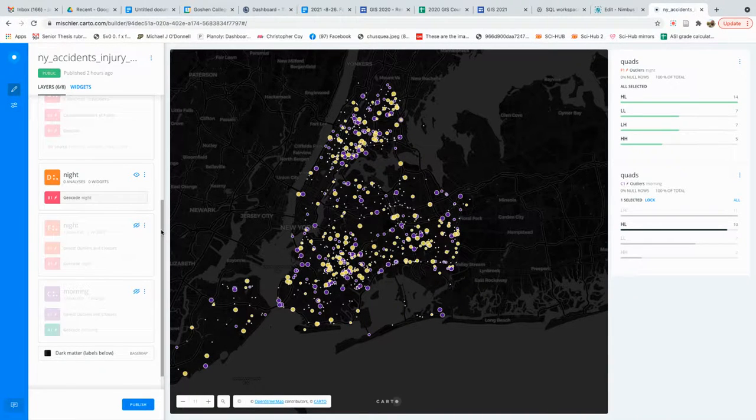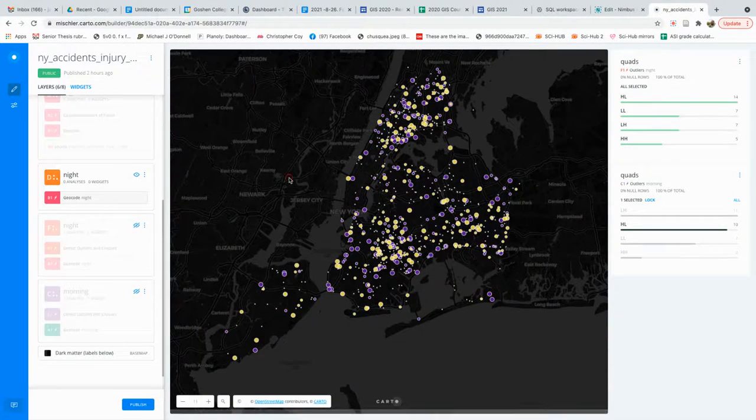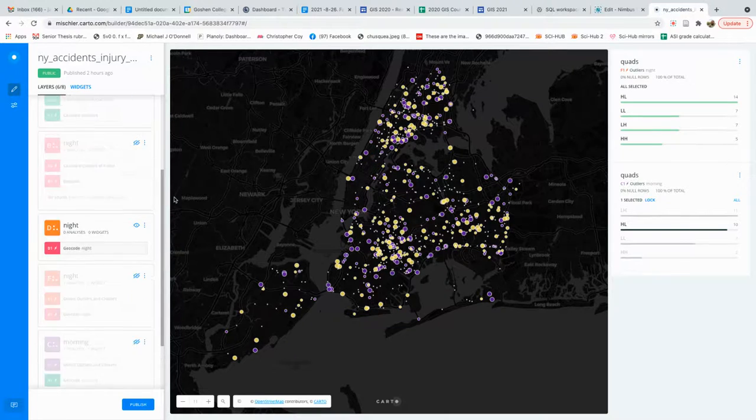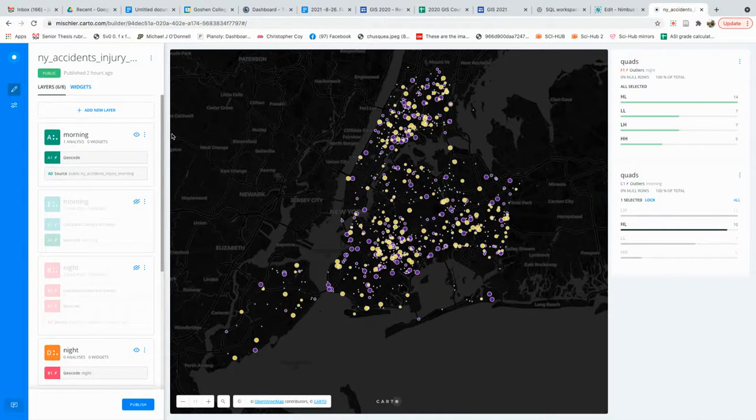Anyway, you have a lot more styling options in Carto than you do natively in a BigQuery Viz viewer. So if you want to make a good map, it's a lot easier to bring the data into Carto.